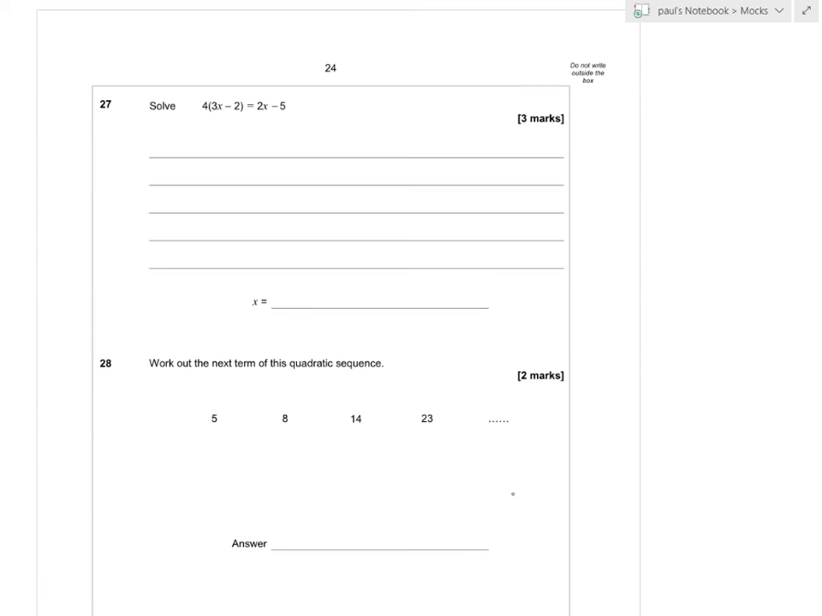Oh, what's this? Solve. Okay, expand the brackets. 12x minus 8 equals 2x minus 5. Let's get rid of 2 x's. So I've got 10x minus 8 equals minus 5. Add 8. 10x equals 3. Divide by 10. x equals 3 over 10.